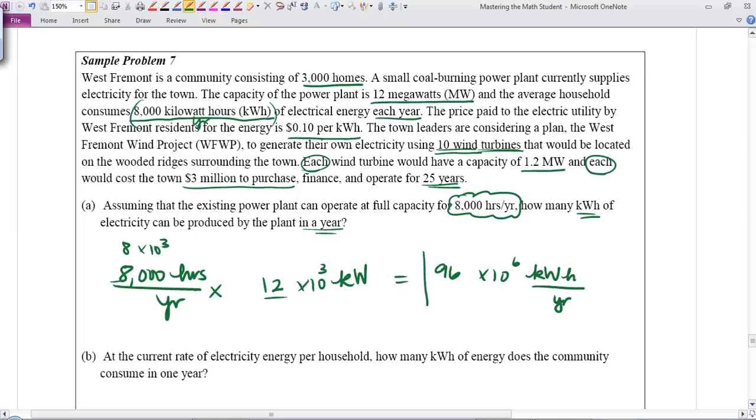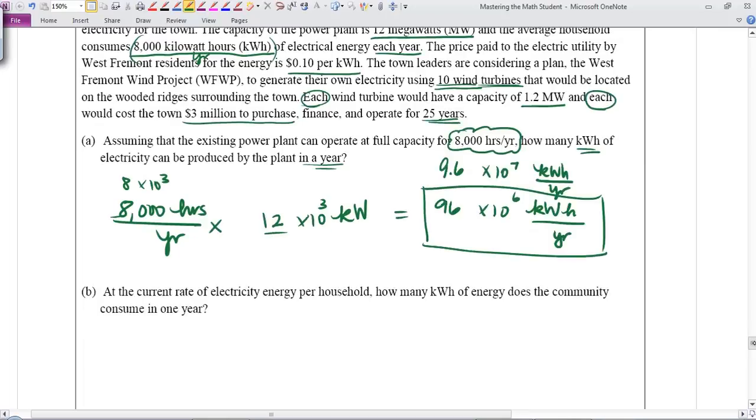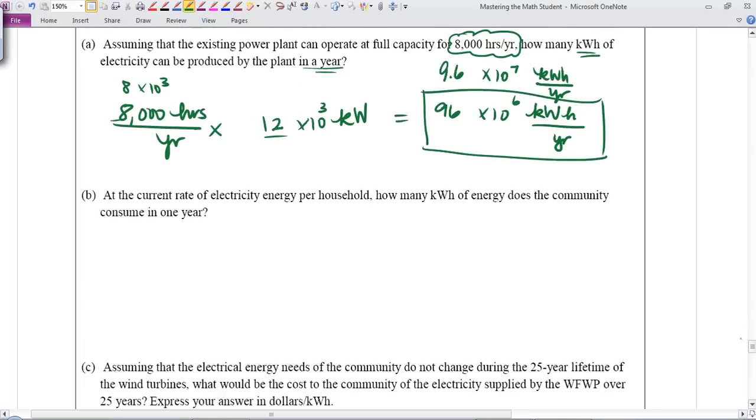So you can leave it like this, or if you prefer, 9.6 times 10 to the 7 kilowatt hours per year is another way to do it, or you could just write out all those zeros. It's your call. But either way, we're halfway there. Well, okay, maybe a third of the way there.